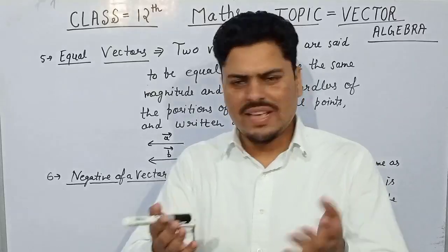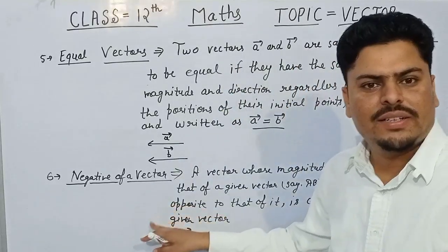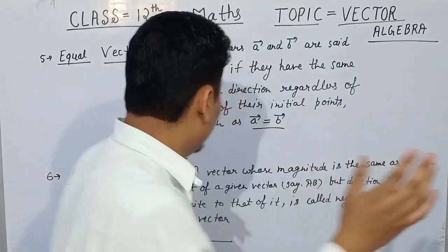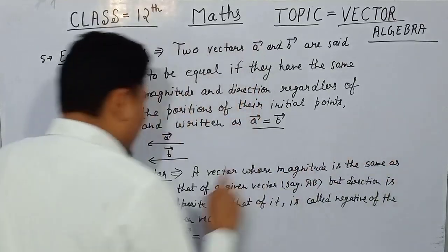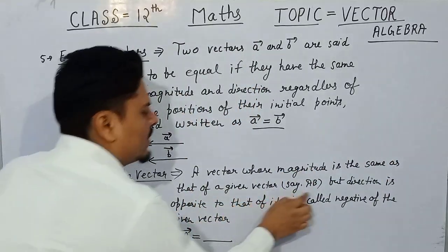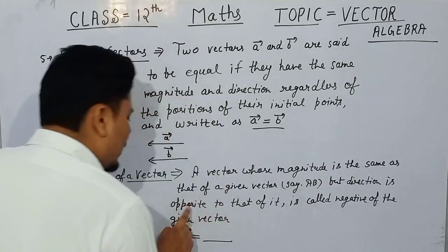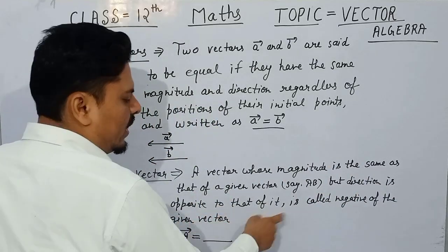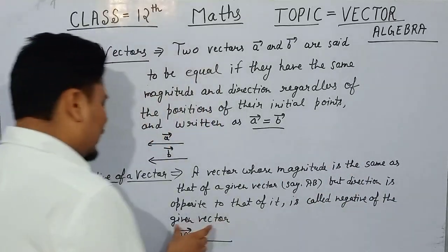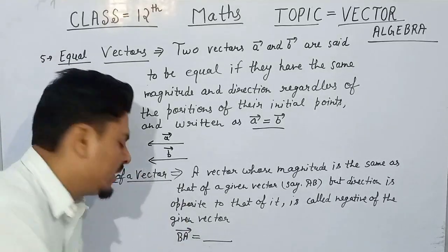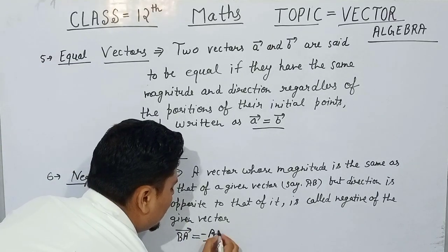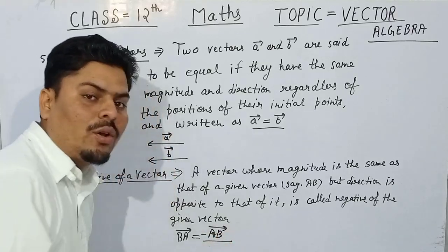Next definition is the negative of a vector. It is a vector whose magnitude is the same as that of the given vector, say AB, but whose direction is opposite to it. It is called the negative of the given vector. If AB is the given vector, the negative vector is minus AB.